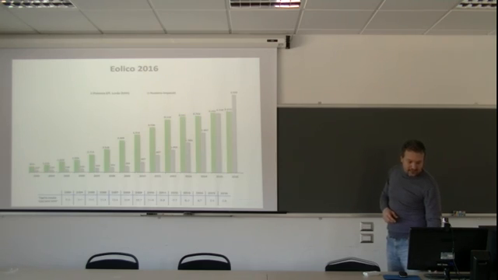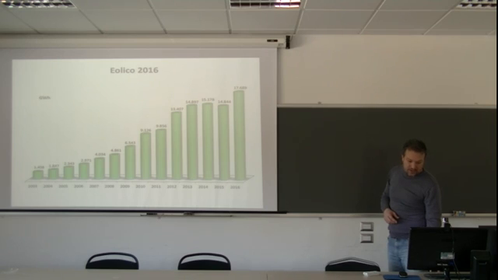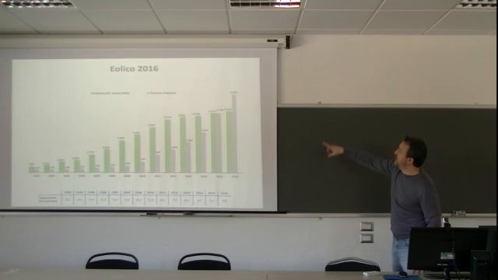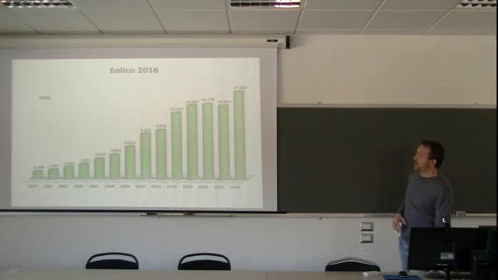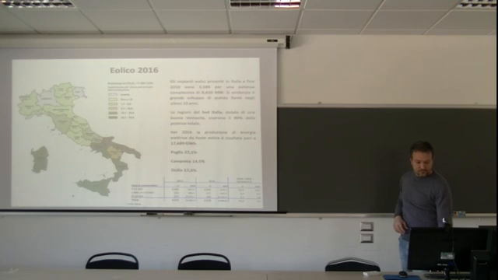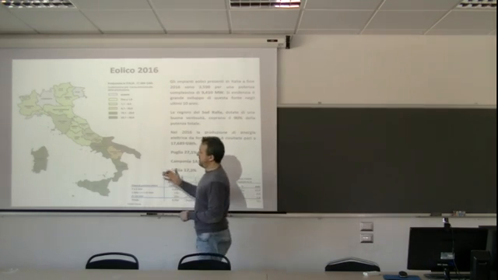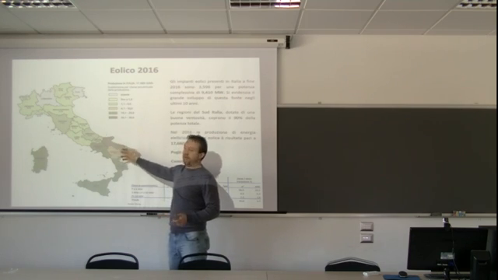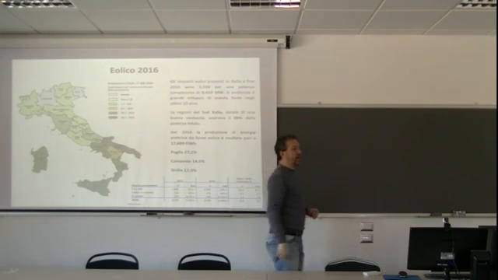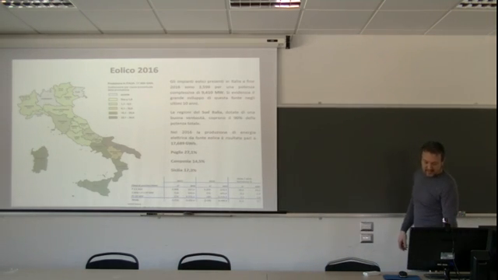Wind trend. It's increasing. This is the number of plants in gray, and the size of plants. And here the energy production from wind. The position of plants in Italy, and I think it's correct, because we have a lot of wind in the south of Italy and in the main highlands, so it's correct.